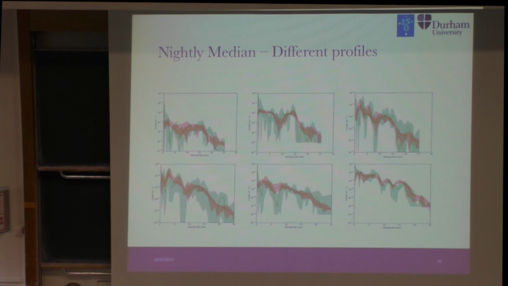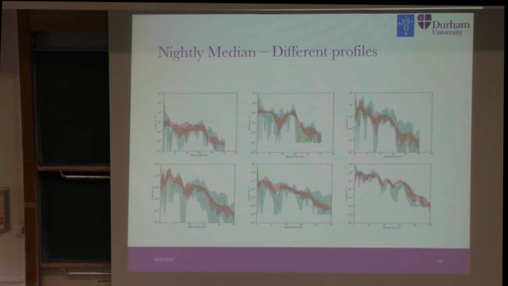Now we know it works in the median, but what about on individual nights? These are individual profiles, just a few selected randomly. Again, we have SCIDAR in green, and then the model in red, and the colour indicates the interquartile range. And we see generally, it works pretty well. If there are large features, the model picks them out. If there are small features, it doesn't work quite so well. And this is again down to a resolution issue.